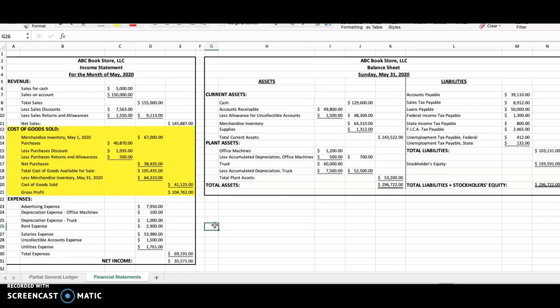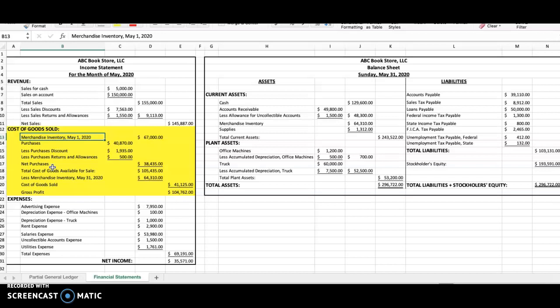If you remember a few topics ago, we talked about things like first in, first out, FIFO. We talked about last in, first out, LIFO. Average cost, when we calculated the cost of goods sold. This bookstore does it a bit differently. This is another method that we will be looking at, and it incorporates not only purchases, but it also incorporates this account called merchandise inventory.